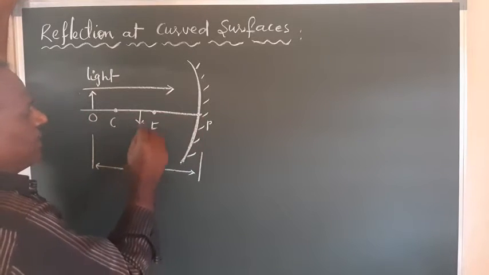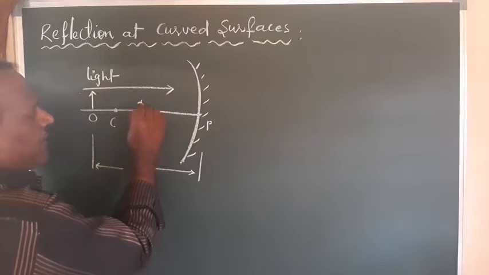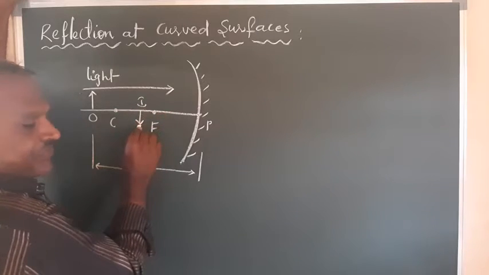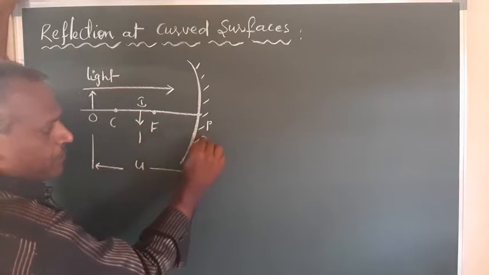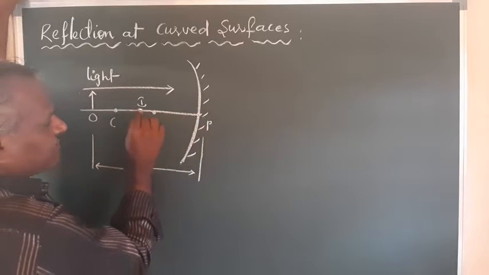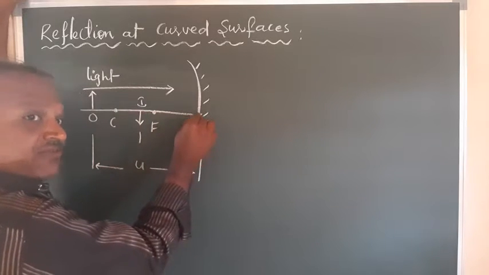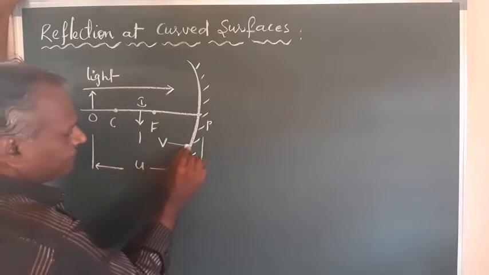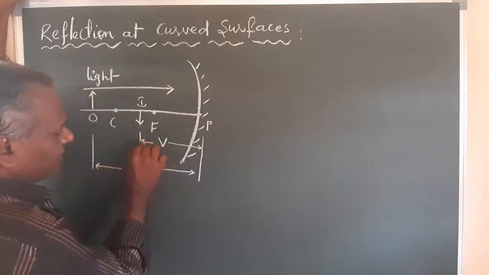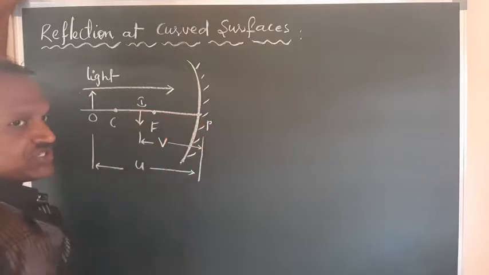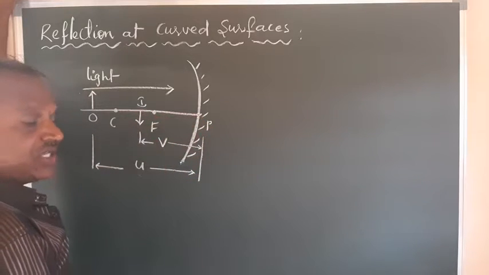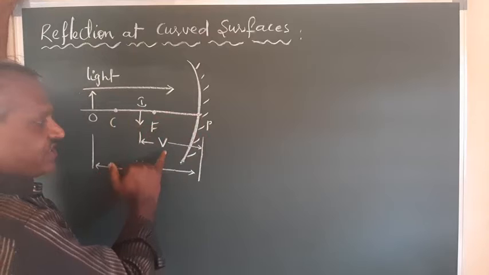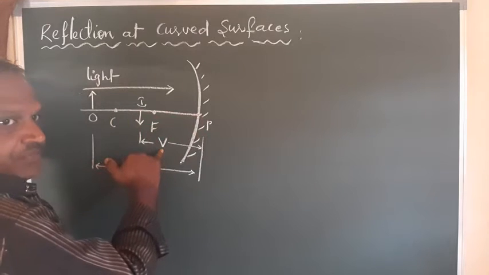Similarly, here the image is formed. I is the image here. From image to this pole, again the distance of this image is measured from the pole itself, right? That distance is represented by v. Pole to image is called the image distance, which is represented by v.